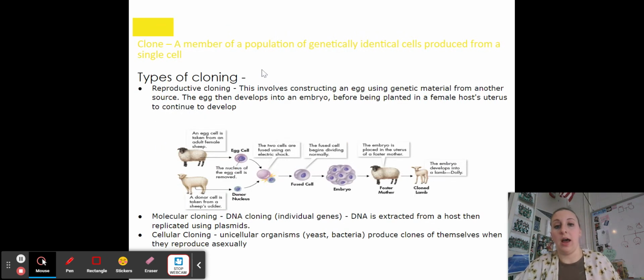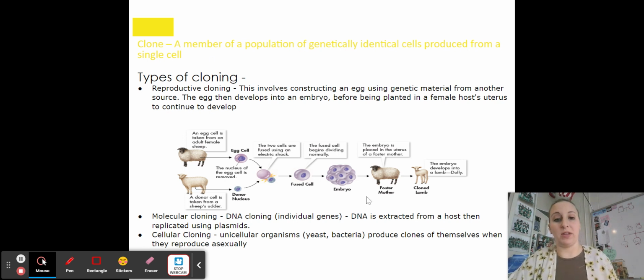A clone is an organism that is made from an already existing organism, and the DNA is going to be identical, from a single cell. There are three types of cloning: reproductive cloning, molecular cloning, and cellular cloning. Reproductive cloning is what people typically think of when they think of cloning, where you make an egg from an already existing organism's DNA. Then that egg develops into an embryo, and that embryo is implanted into the uterus, and then it'll grow an identical copy of itself.